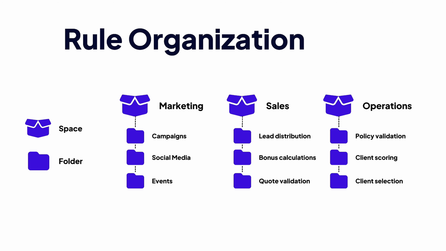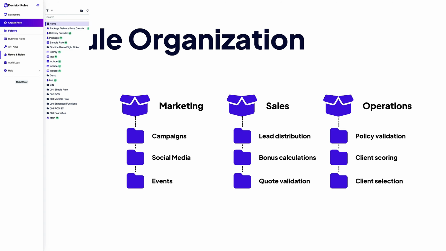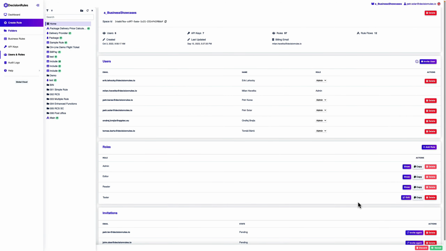Here's a structure of how the rules of your organization can look in DecisionRules. Separated teams, each with rules organized based on a particular business process using folders. If you would like to learn more about spaces and folders, kindly use this link to watch a dedicated video.